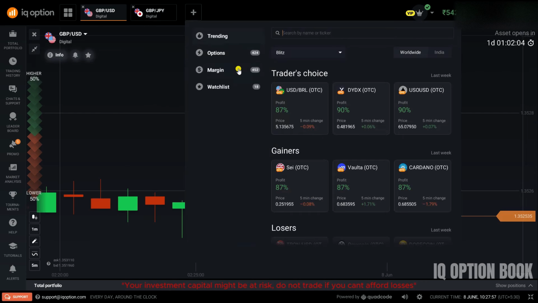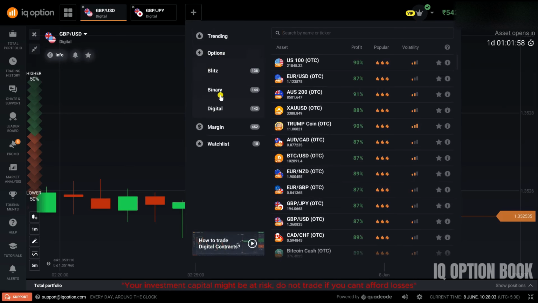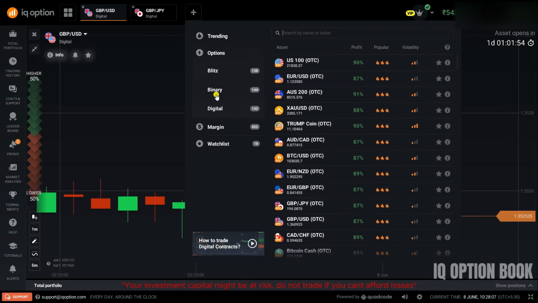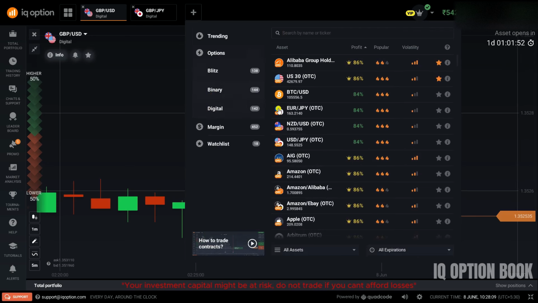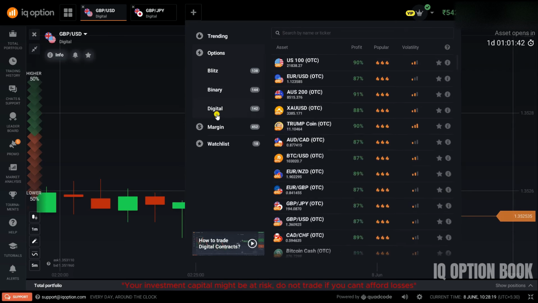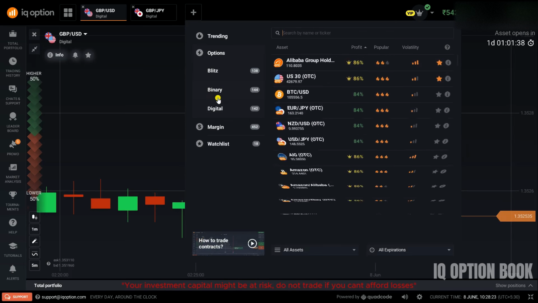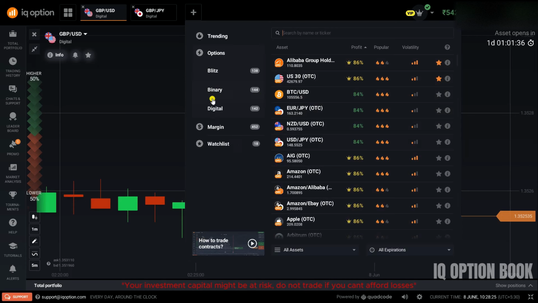So now let us take some trades purely based on the price action. You can use binary or you can use digital. Okay, I prefer digital. Here you can clearly observe that due to this VIP account, I get 86% in binary, whereas in digital you can see it is 87%. Okay, so I'm choosing the binary.